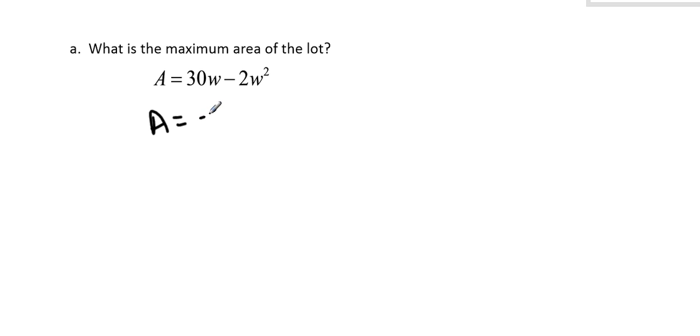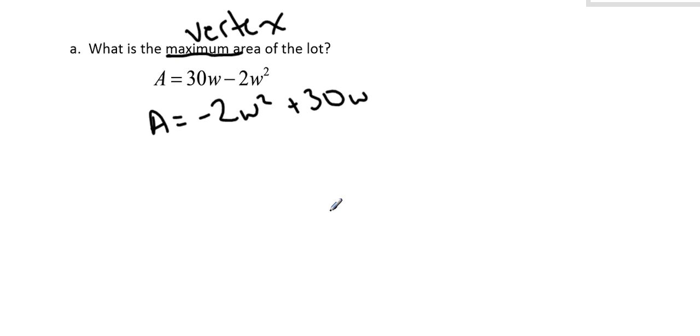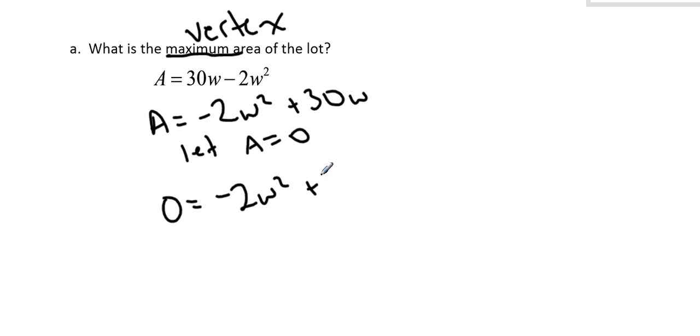So again, let's rearrange so that it's in proper form. So we know that to find the maximum, we're actually looking for the vertex. So how are we going to find the vertex? Well, we're going to let a equal 0, because by letting a equal 0, it means that we can find the roots, and we can do what we want with the roots.